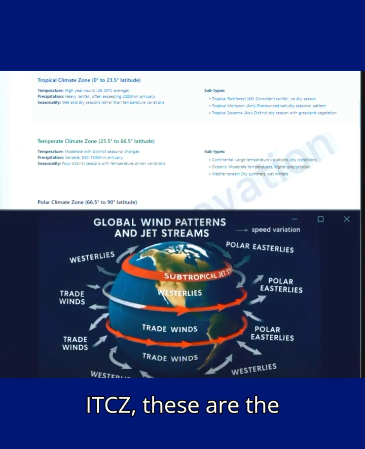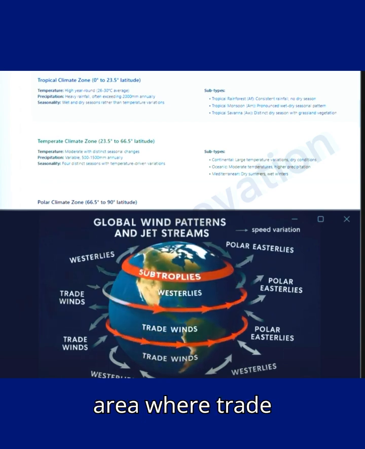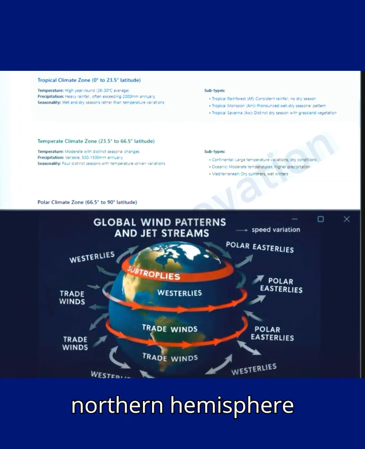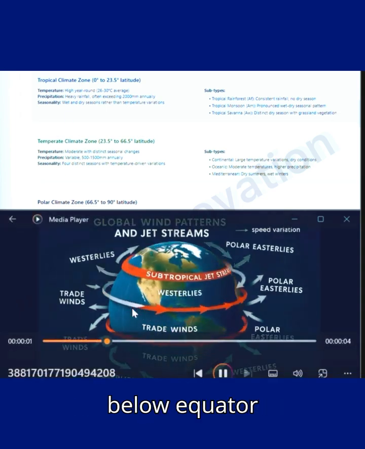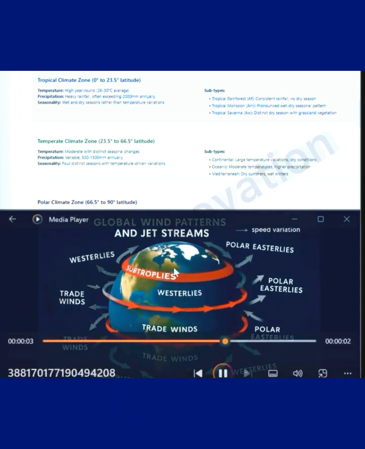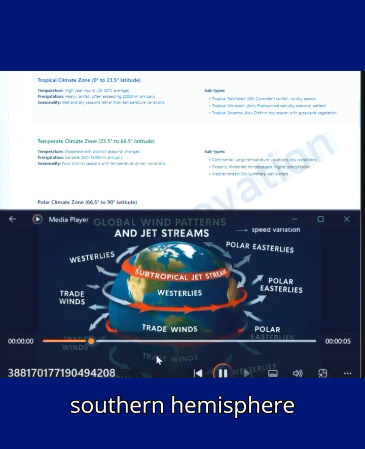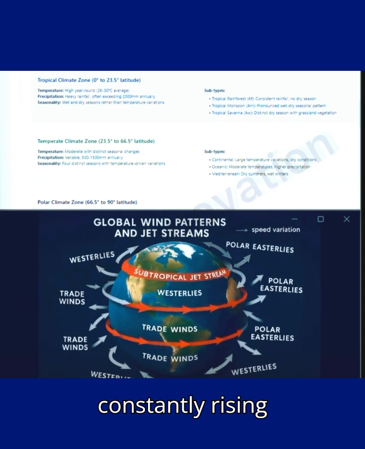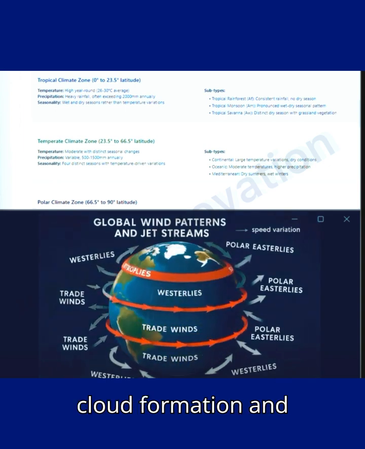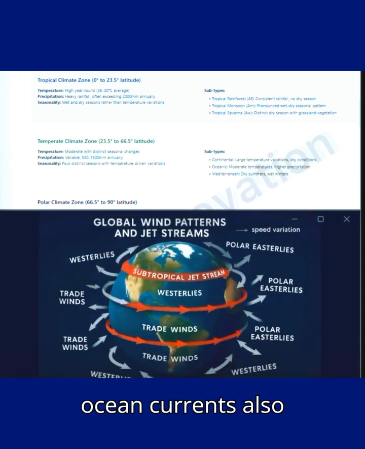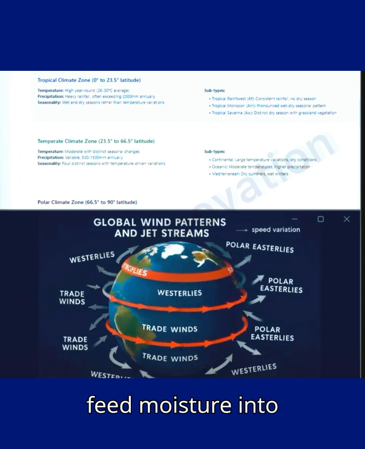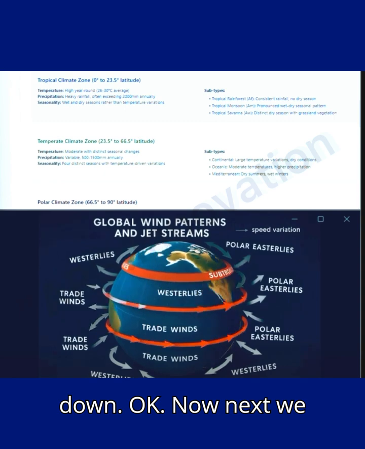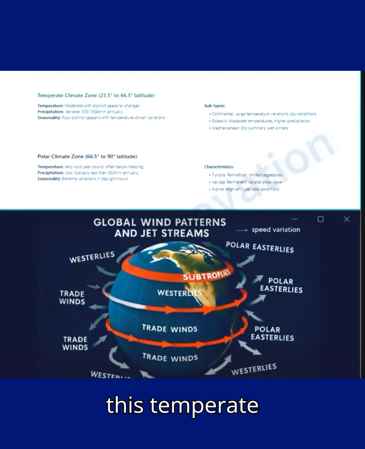Yes, the Intertropical Convergence Zone, ITCZ. These are the areas where trade winds from both hemispheres meet, that is, above the equator the northern hemisphere, and below the equator the southern hemisphere. This is the northern hemisphere area, and this is the southern hemisphere area. Okay, so there is constantly rising warm air leading to cloud formation and rainfall. Warm ocean currents also feed moisture into the atmosphere. This is one of the points you need to note.